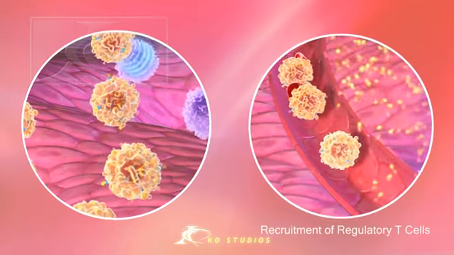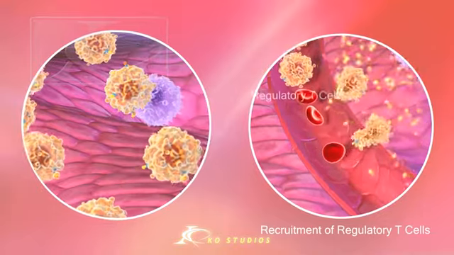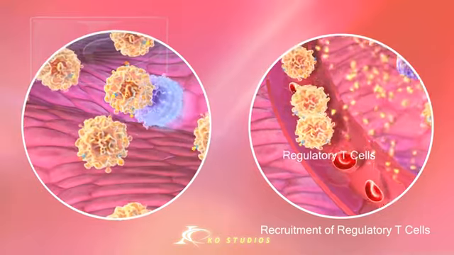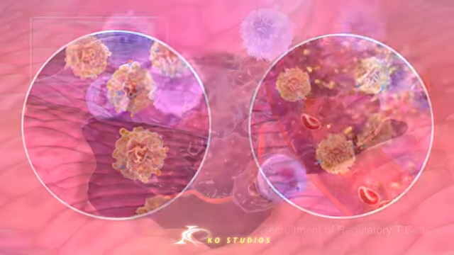Normally, the increased activation of the immune system turns on suppressive mechanisms to prevent inflammation from spreading and damaging healthy tissues. These mechanisms include the recruitment of regulatory T cells that block the activity of effector T cells.